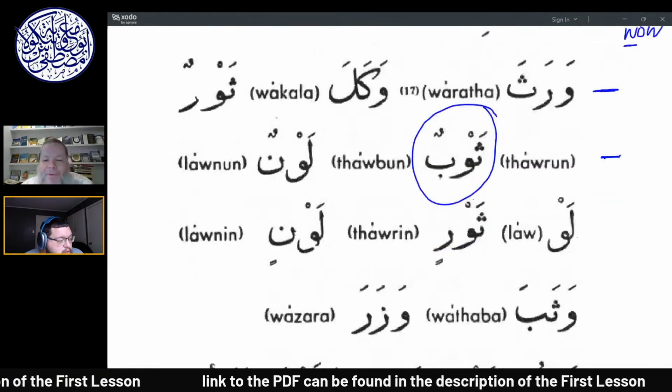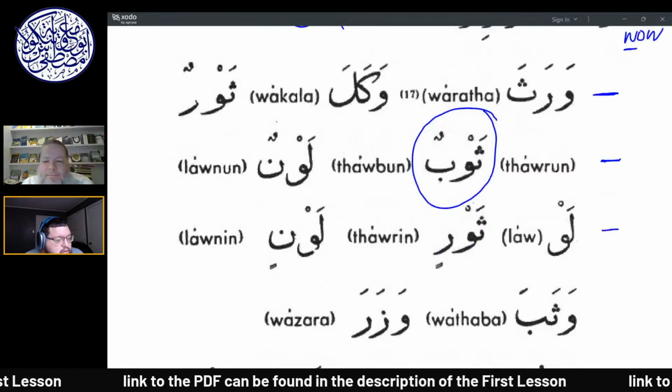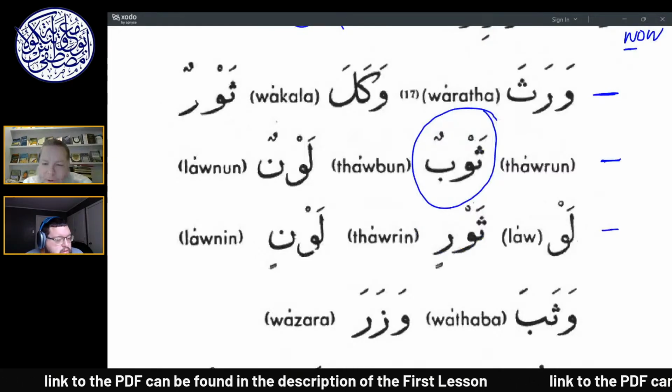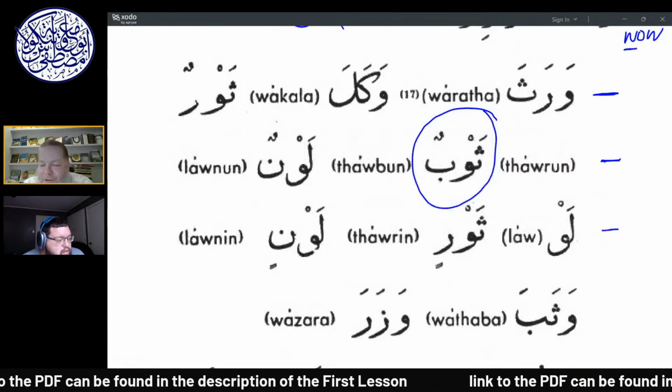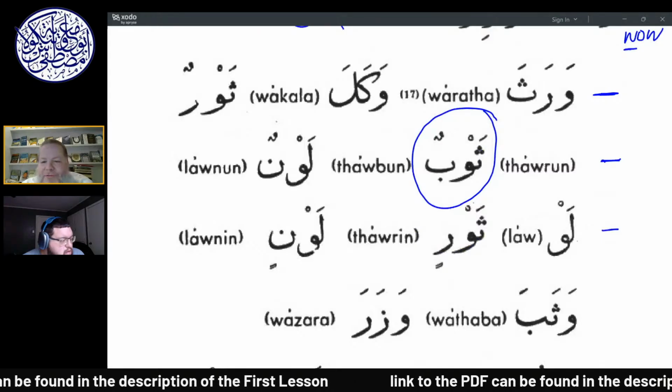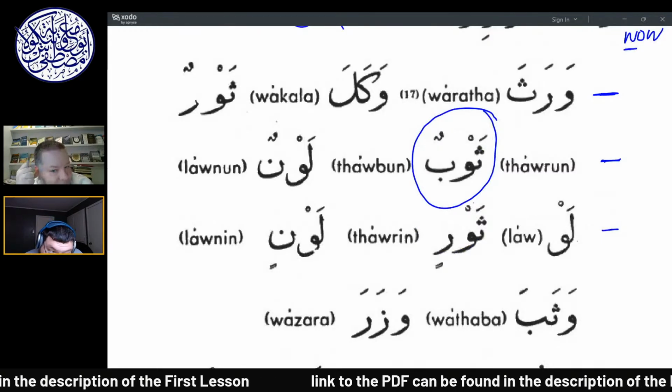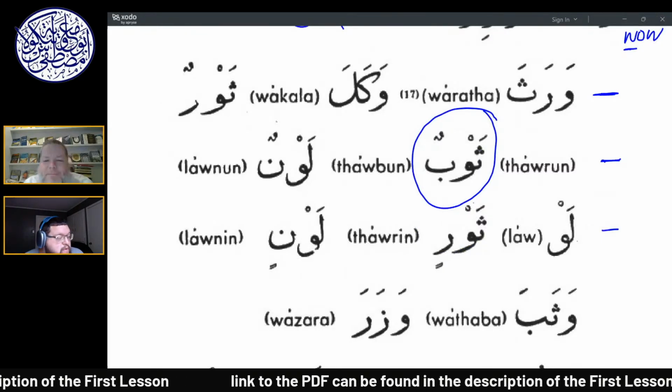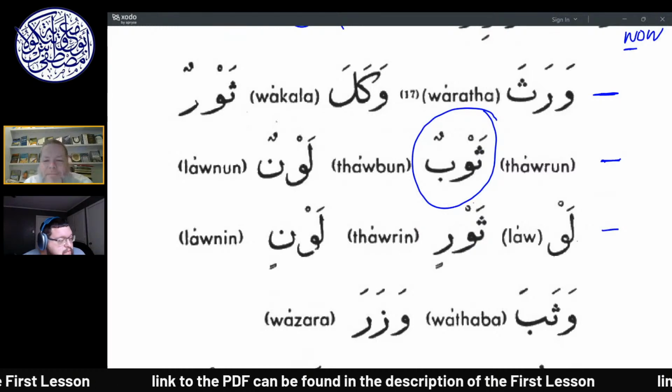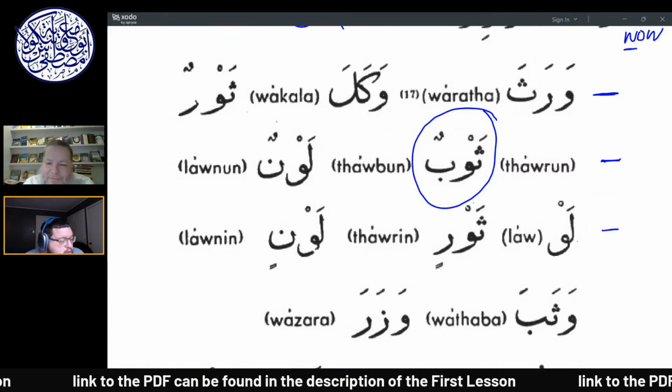Go ahead on the next line. Law. Low means if. Low means if. It's going to be an important one. If. Like, yeah, that's definitely an important one.